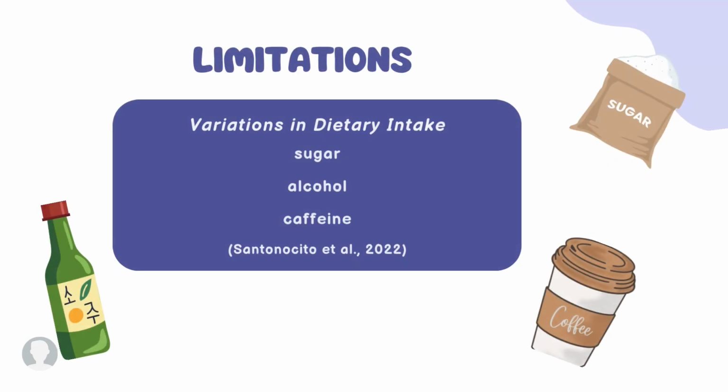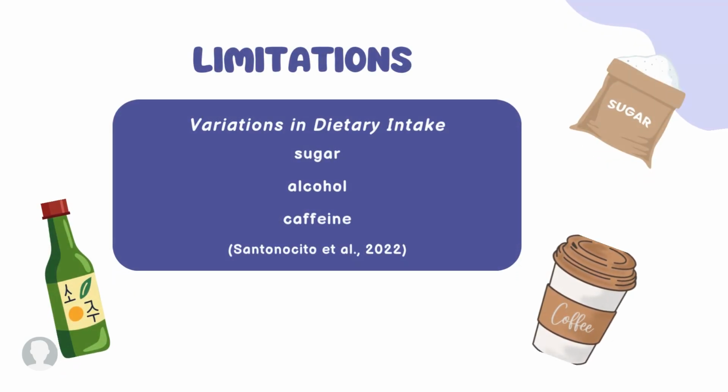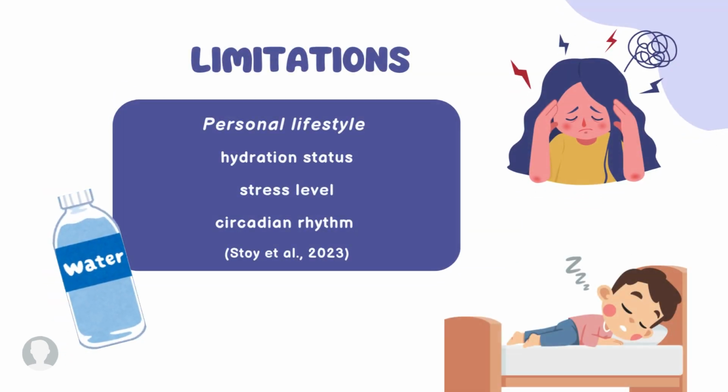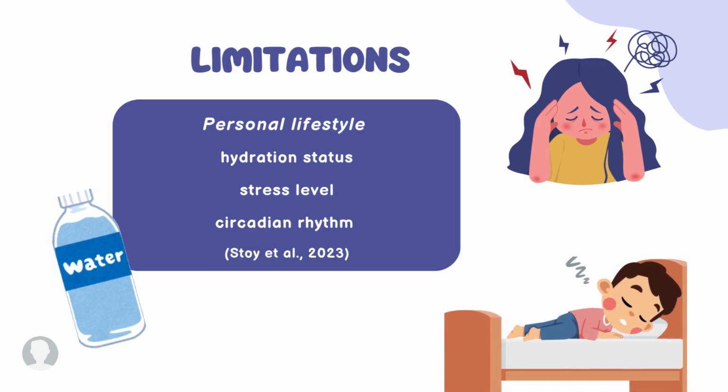One of the main limitations of our study lies in the variation in dietary intake, which we neither controlled nor measured. The amount of sugar, alcohol, or caffeine a person consumes can directly influence the oral microbiome, as different nutrients provide distinct substrates for bacterial growth, creating unique microenvironments that favor certain bacteria. In addition, studies have shown that personal lifestyle factors, such as hydration status, stress levels, and circadian rhythm, can also affect microbial composition within the body, including the oral cavity.